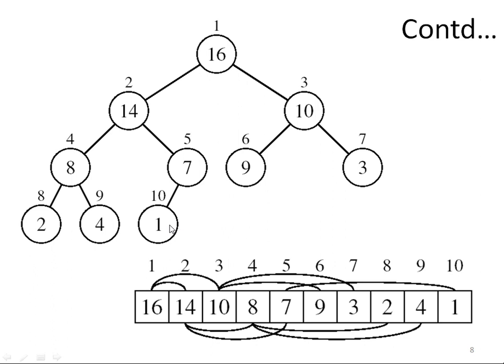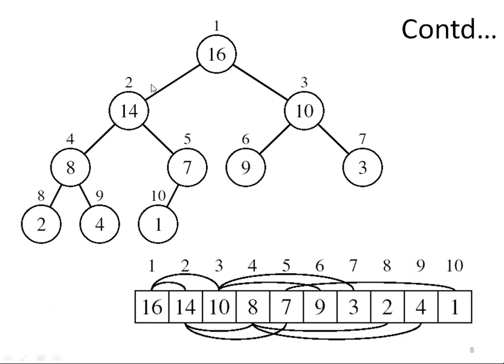Then we have seen that an index position i has its parent at index position floor of i by 2. If we talk about any node, let's say 2, the parent of 2 should be present at 2 by 2, that is 1. So 14's parent is 16, and it is there at index position 1. If we talk about 3, its parent should be present at floor of 3 by 2. So 3 by 2 gives 1.5, and the floor gives 1.